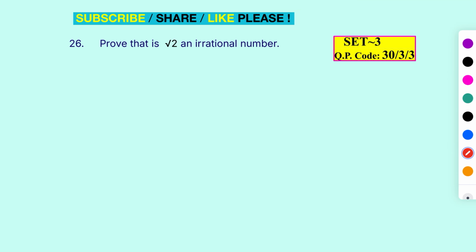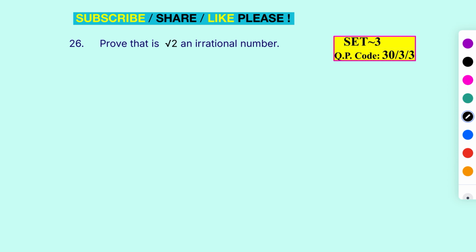Prove that root 2 is an irrational number. This is a traditional question. You practice it two or three times, then it can be done. We will prove that root 2 is an irrational number by the method of contradiction.